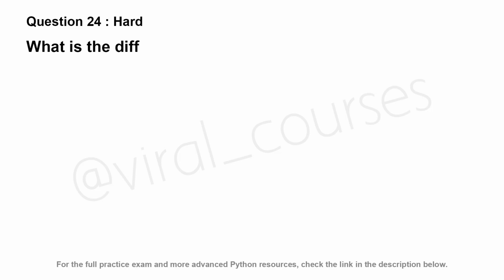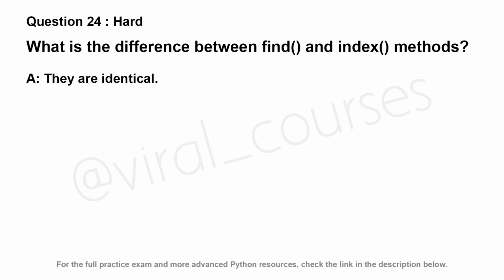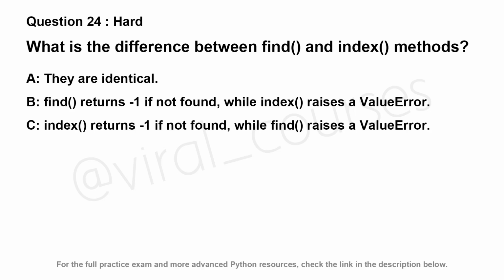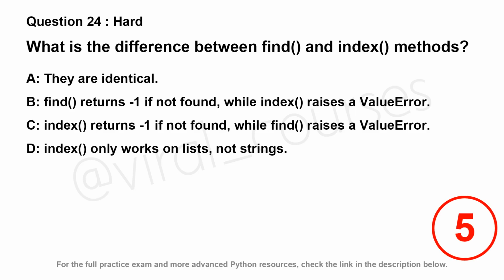What is the difference between the find and index methods? Option A, they are identical. Option B, find returns -1 if not found, while index raises a ValueError. Option C, index returns -1 if not found, while find raises a ValueError. Option D, index only works on lists, not strings.